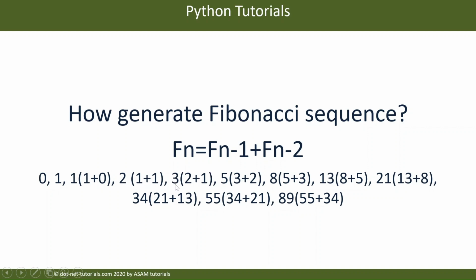Similarly, Fn minus 1 is 2 and Fn minus 2 is 1, so we get 3. In the same way, 3 plus 2 is 5, and then 5 plus 3 is 8. 8 plus 5 is 13, and 13 plus 8 is 21. Like this, you can generate the Fibonacci series numbers. Now let's jump to the code, and I'll explain how you can write the code to generate the Fibonacci series numbers.